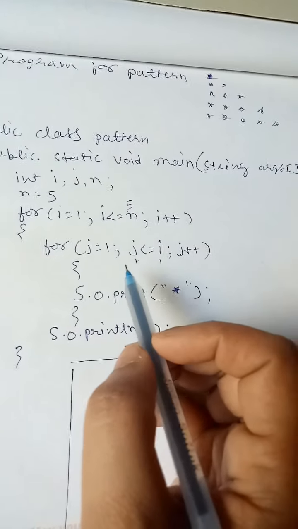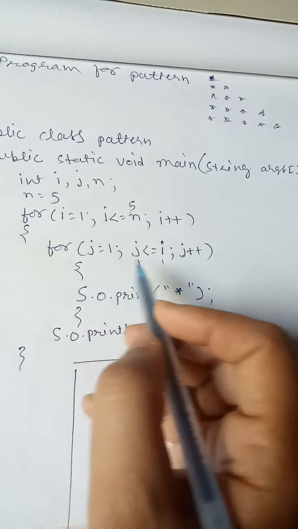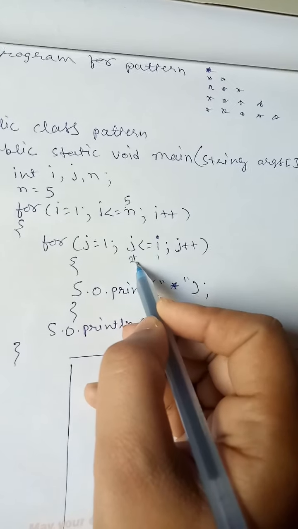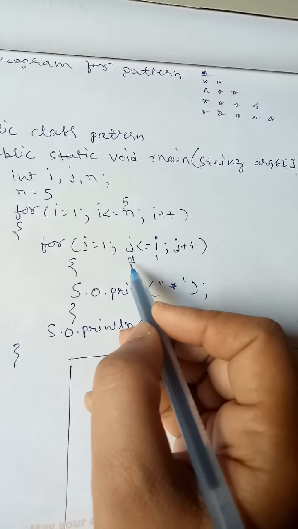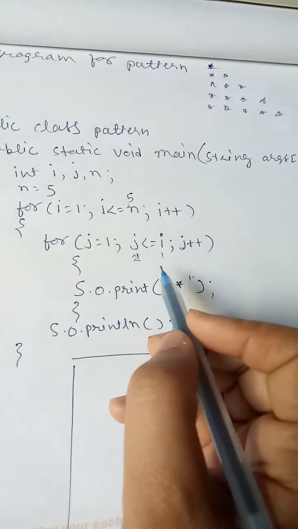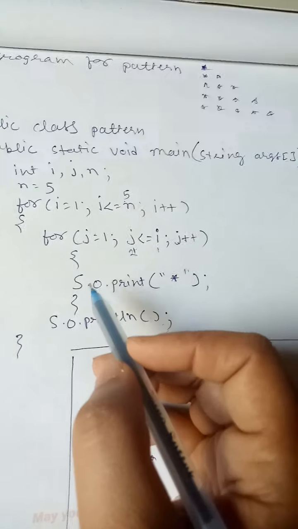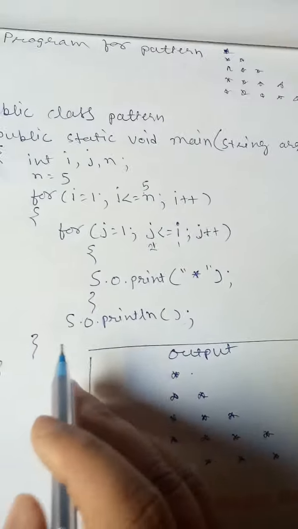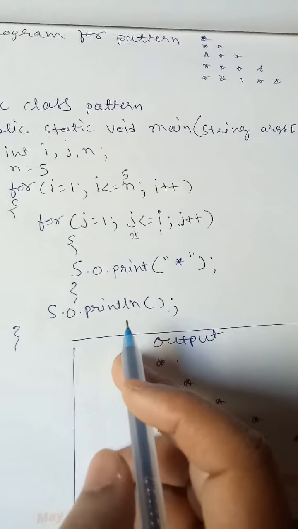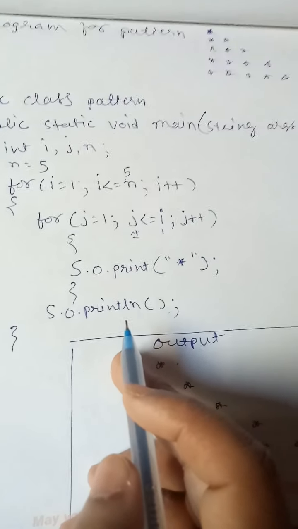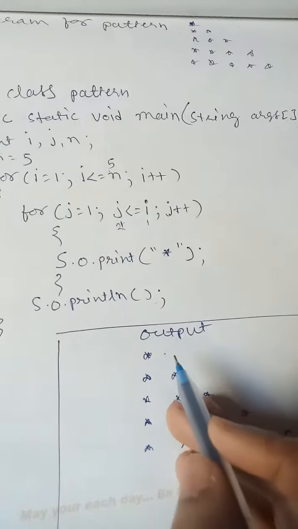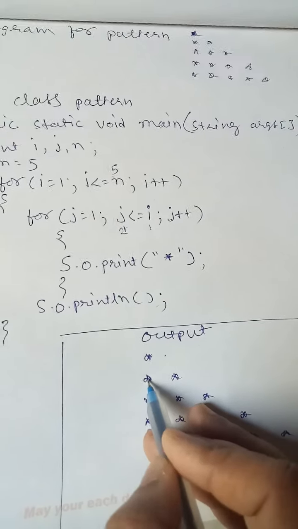Then j++, and j becomes 2 now. So here we will check whether 2 is less than or equal to 1 or not. The condition is false, and we will instantly come out of the loop. And then you can see one more SOP, and here I have taken ln, meaning your cursor will move to the next line. So from here your cursor will move to the next line.